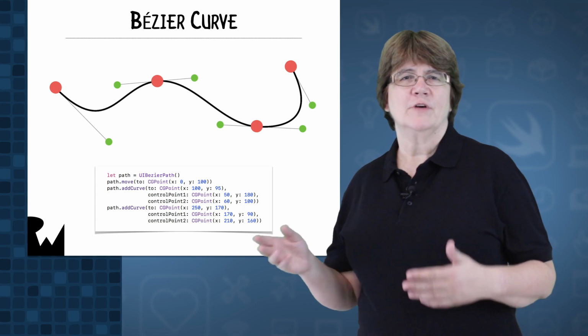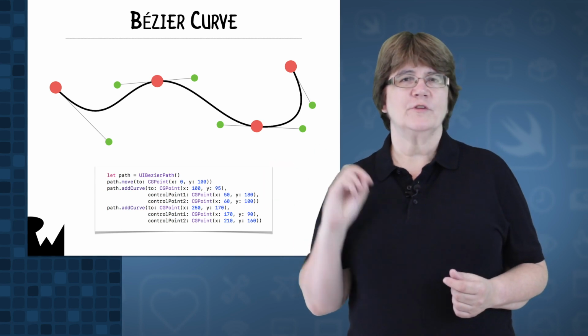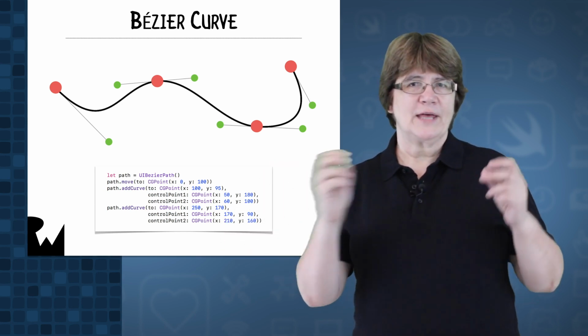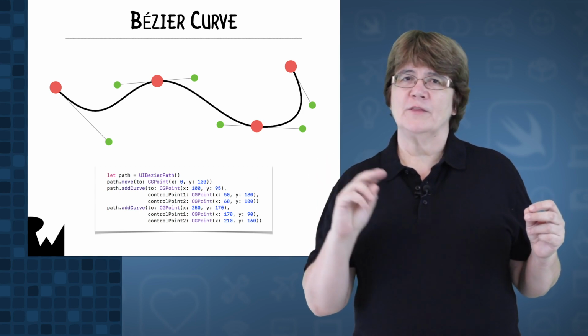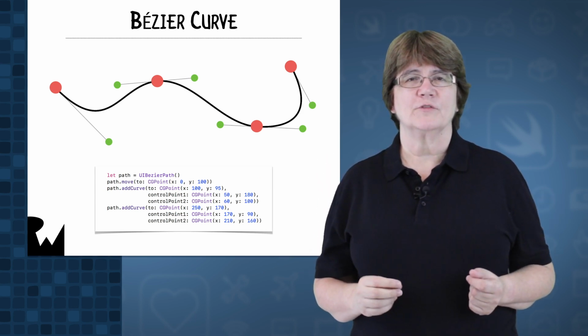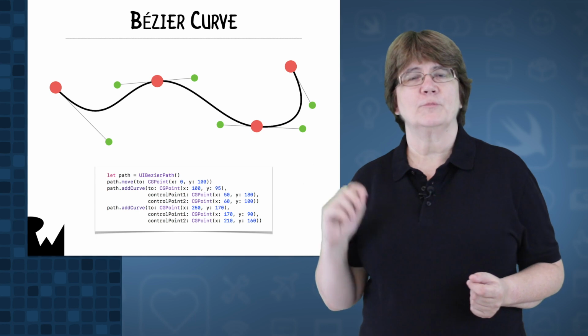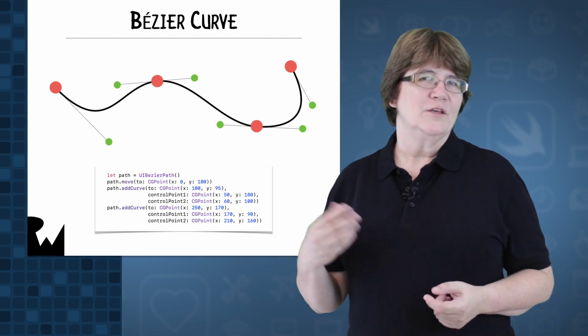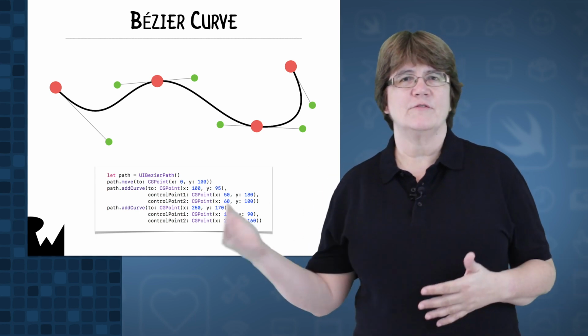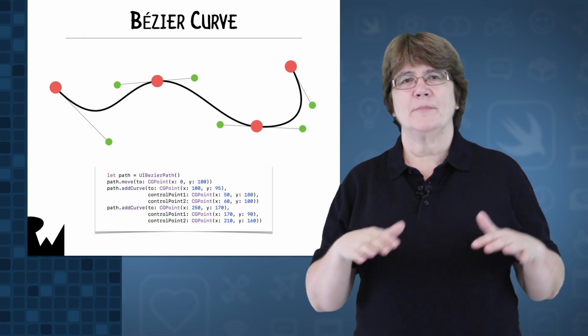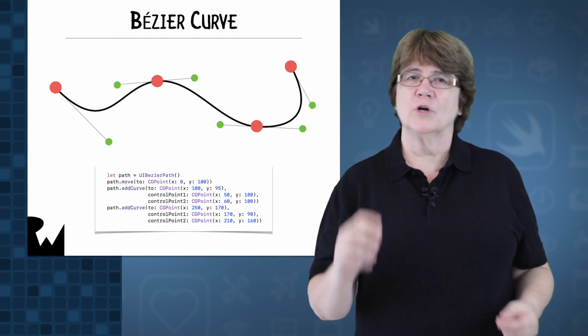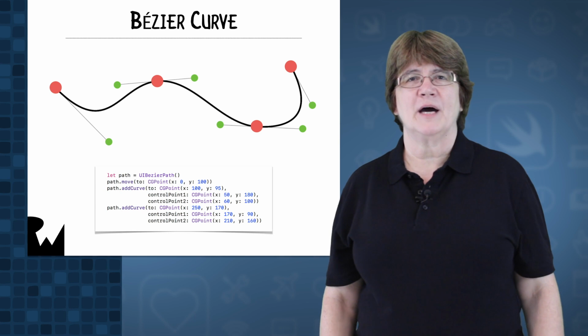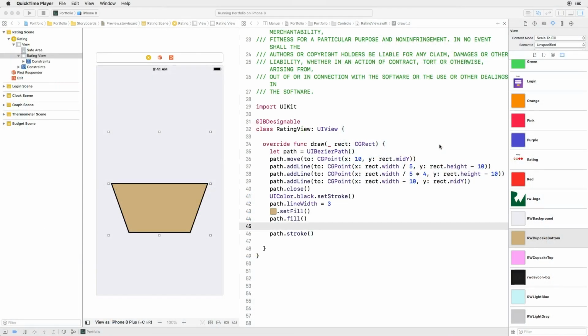To create this curve, you'd move to the first point just as if you were drawing a line. Then you'd add the next point and specify the positions of the 2 control points. Here, these are the green dots between the pink dots. You'd then go on to the next point and then the final point, each time describing 2 control points that control the curve between the 2 points on the path. We're just going to do a simple curve for the top of the cupcake for the moment.